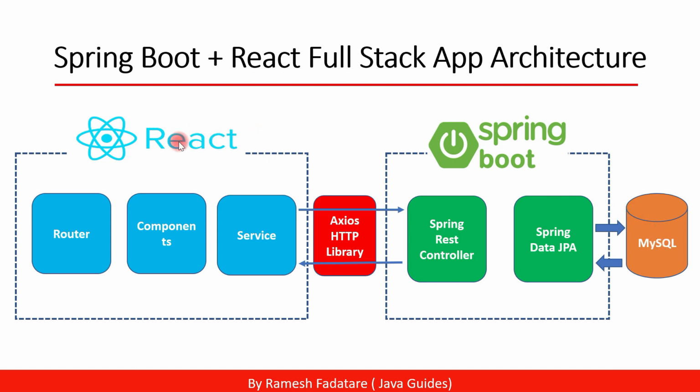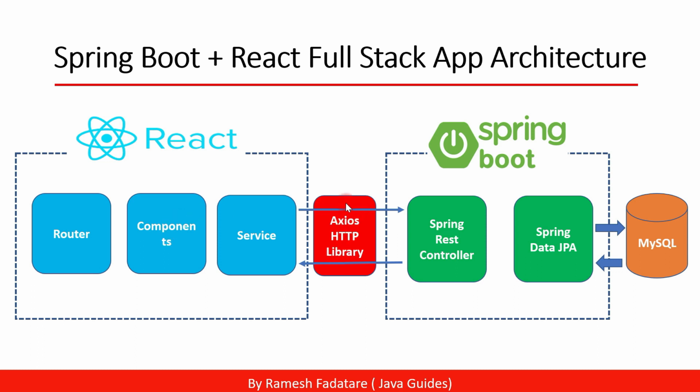Now let's take a look at a React application architecture. We have different components involved in a React application architecture, for example router, components and service. So we configure router along with its component and we inject service in a component. So we write all the HTTP REST client code inside a service, and we inject service in a component, and we call service methods from the component.